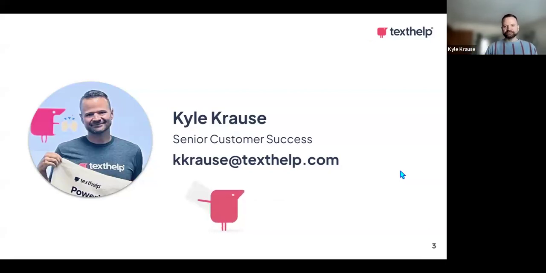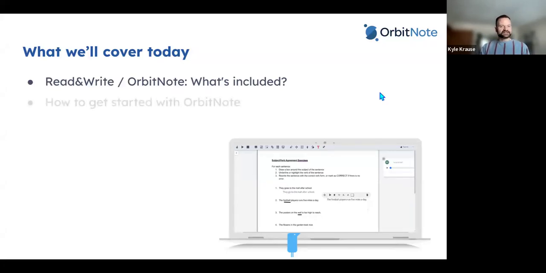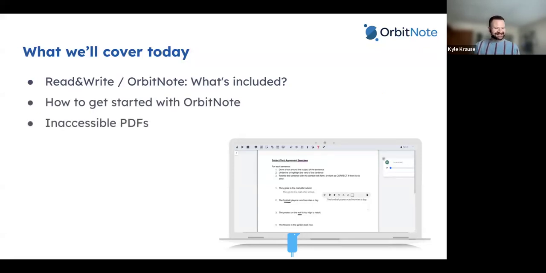So what we're going to be covering today: we're going to talk about Read and Write OrbitNote, what's included. We'll also talk about things that are not included, but that are part of that more premium version of OrbitNote, if that would be a solution for a district. We'll talk about how to get started with OrbitNote. We'll look at inaccessible PDFs. This always comes up: how do we know if a document is accessible or inaccessible, and how can we make it accessible if it is inaccessible? We'll take a look at that today.